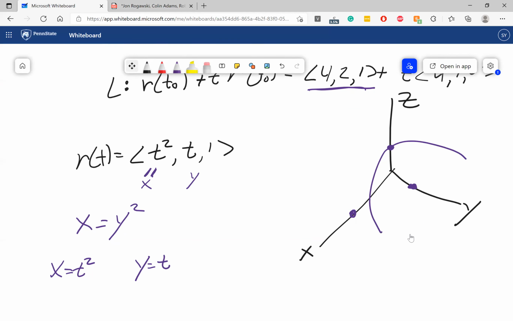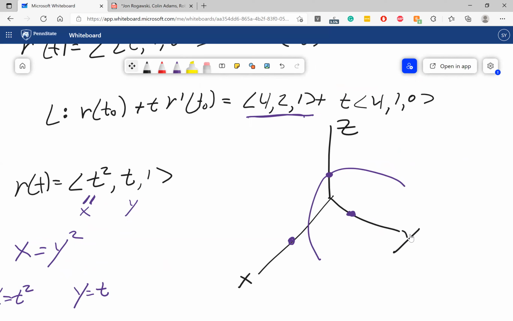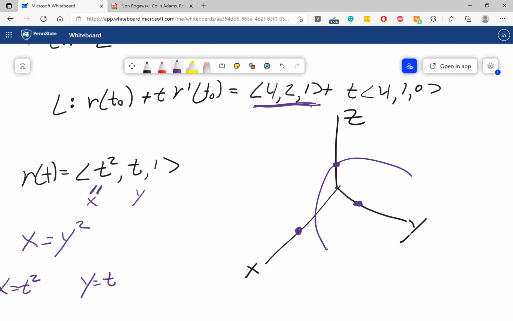I'm not going to go too much into this, but you go to the point 4, 2, 1, and then you look at this vector 4, 1, 0, which makes sense. In the X direction, it is moving 4. So let's say it should look something like this. Again, I'm not sure if the graph looks this way or the other way. For whatever reason, I can't figure it out right now. Any questions about this? And then you get this line.